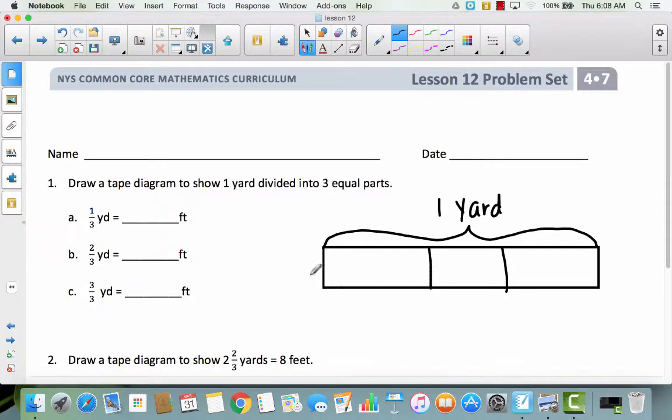And then I'm going to use this to try to figure out what 1/3 of a yard would be in feet. If this was a yard and I divided it into 3 equal parts, what would each part be equal to in feet? Well, each of these parts will be equal to 1 foot. So if I had 1/3 of a yard, I would have 1 foot. If I have 2/3, I would have 2 feet. And if I have 3/3, I would have 3 feet. Okay? All right, let's keep going.